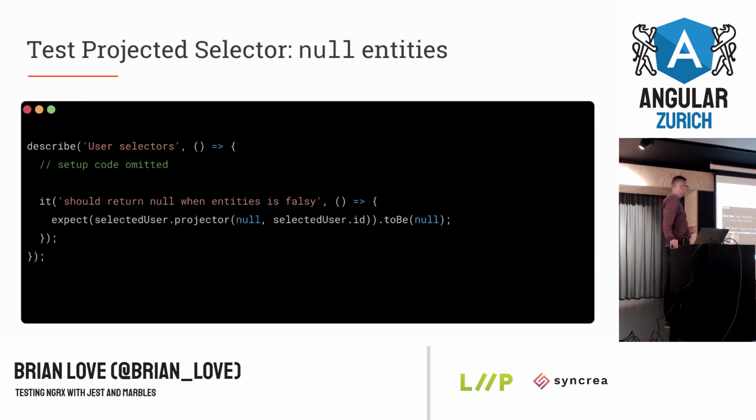The first thing we want to do is verify that we get null entries. We should return null entries when the entities is a falsy value, right? So when we have no entities, when it's null or whatever. We're going to expect in this case that for our selected user, we're going to invoke the projector on selected user, and we're going to provide null, along with the ID. All we're doing here is asserting that if I don't have any entities, when I select the selected user, I should just get null, right? So we're just verifying that.